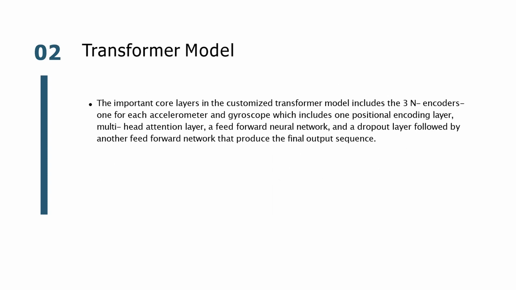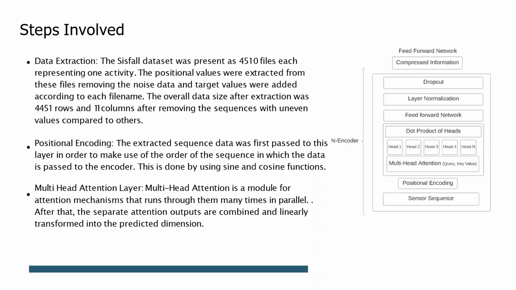Transformer model. The important core layers in the customized transformer model include the three encoders, which we'll look into in detail in the further slides. Steps involved. Firstly, data extraction. The positional values were extracted from the data, removing the noise data, and target values were added according to each file's name. The overall data size after extraction was 4,451 rows and 11 columns, whereas initially it was 4,510 files representing each activity.